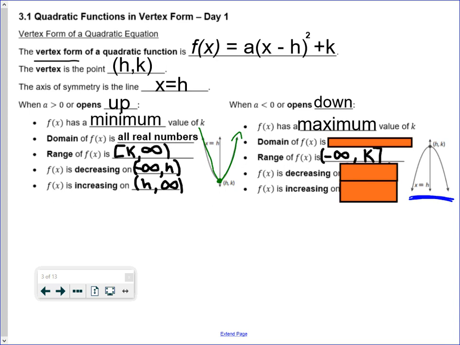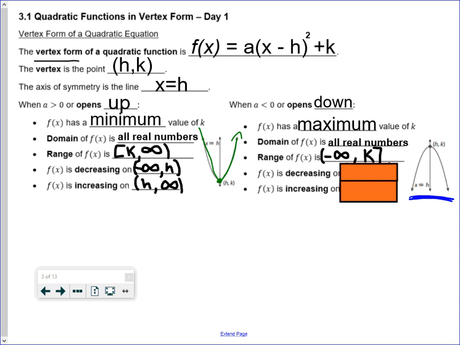So if that's our biggest point, we can see that our range goes from negative infinity up to that y value of k. Right, k is our biggest y value, and it goes down forever. So we write our range from least to greatest. So we go from negative infinity up to a positive k. Our domain is still all real numbers. Every single real x value I plug in will give me a value on the quadratic. So it's all real numbers.